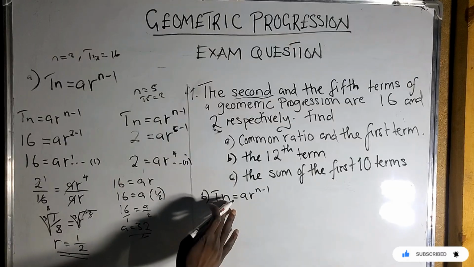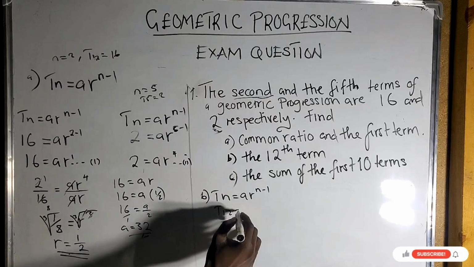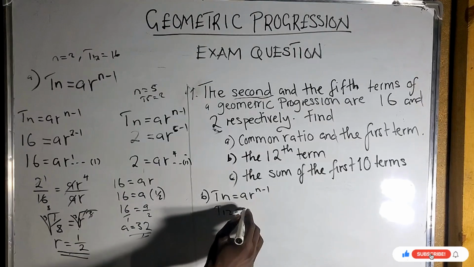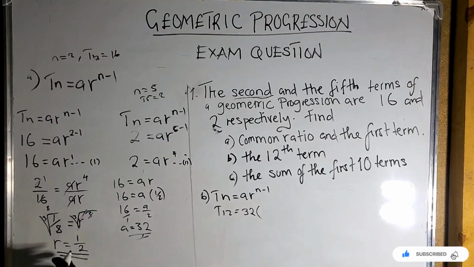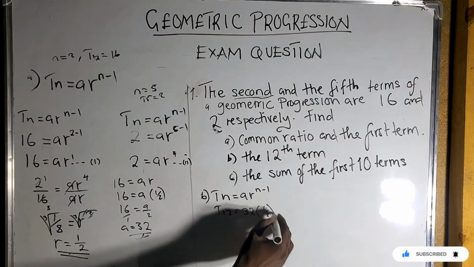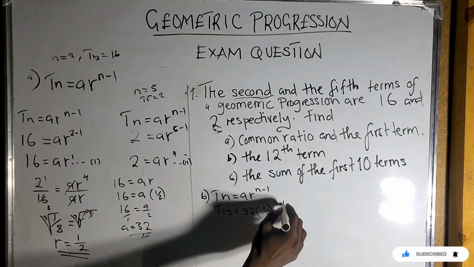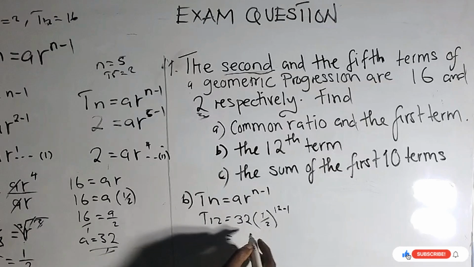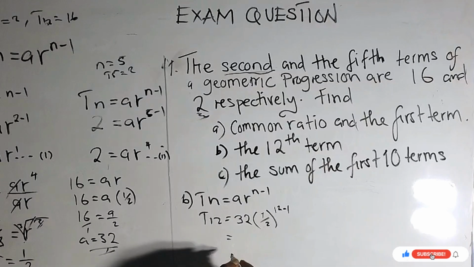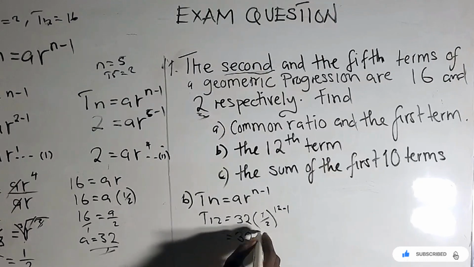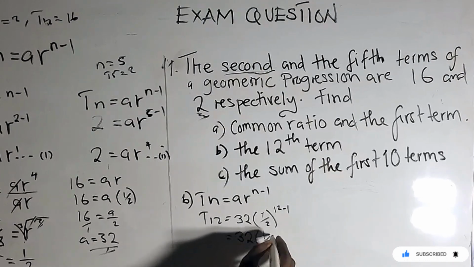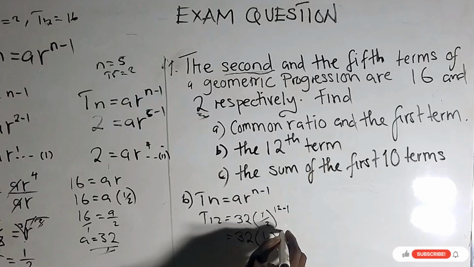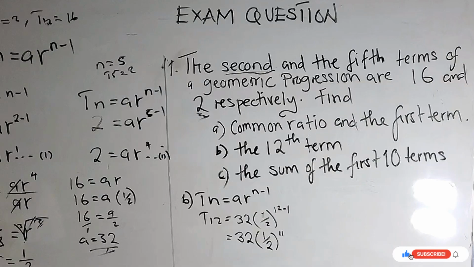So n is 12. So T12 is equal to, what's the first term, which is A? The first term is 32. Common ratio is 1 over 2. Okay, n is what? 12 minus 1. So don't multiply. Take note that this one is a power. So we have 32 in brackets, 1 over 2 to the power 11. 12 minus 1 is 11.